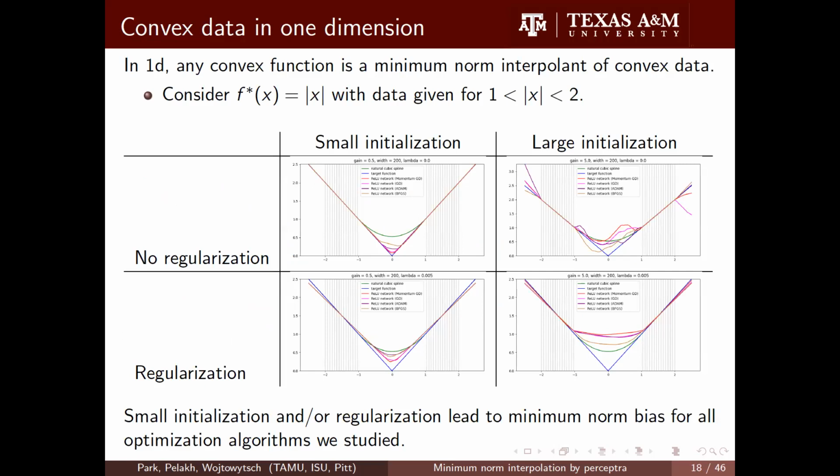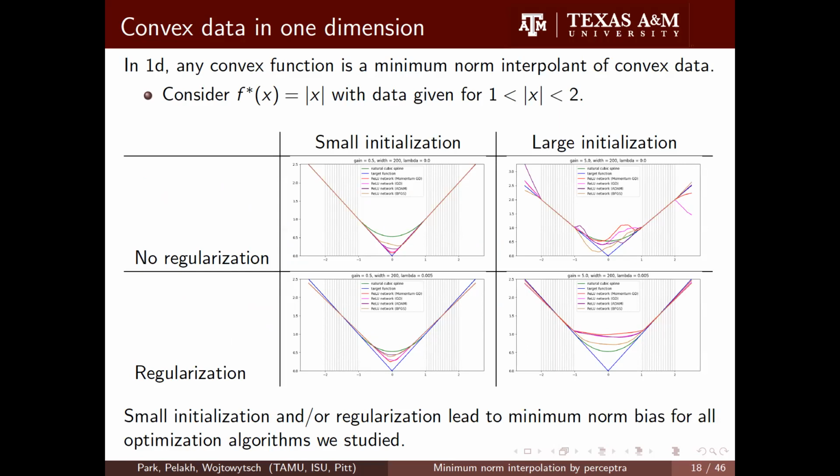So in 1D, when I say 1D, it's about the data. Any convex function is indeed a minimal norm interpolant of convex data. So we have a large class of families. We just considered f star of x being the absolute value of x with data lying between 1 and 2.